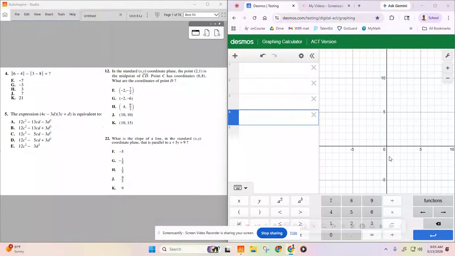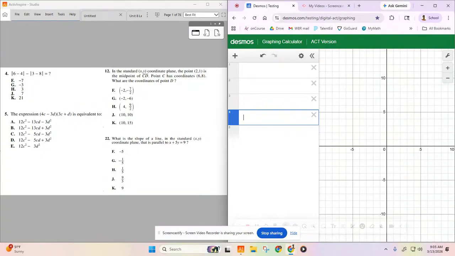I was just making one last video because there were questions on previous practice tests that weren't on this one, and I wanted to make sure you were aware of how to work those in Desmos. So, the first one is an absolute value problem.